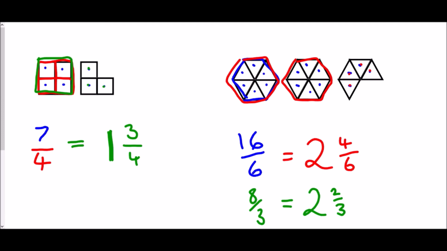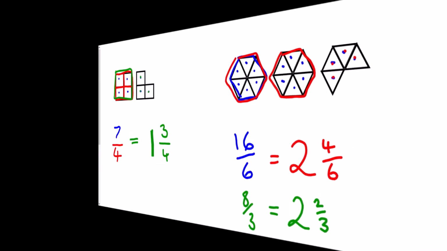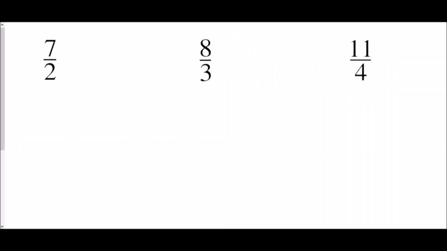But how could we work out what the improper fraction or the mixed number was without drawing pictures? Well, the key to this is knowing that a fraction means to divide. And so what we're actually saying is, in this first one, 7 over 2 means 7 divided by 2. How many 2's go into 7?